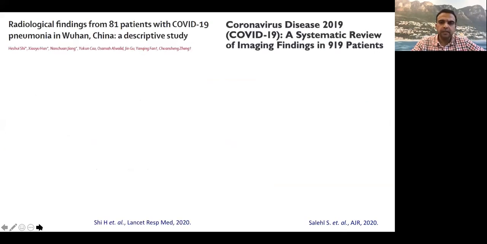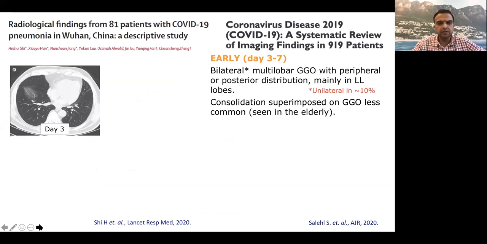So radiologically, how do these patients present? In the early phases, you have very patchy ground glass opacity like that that comes in. 10% of the patients have unilateral disease.